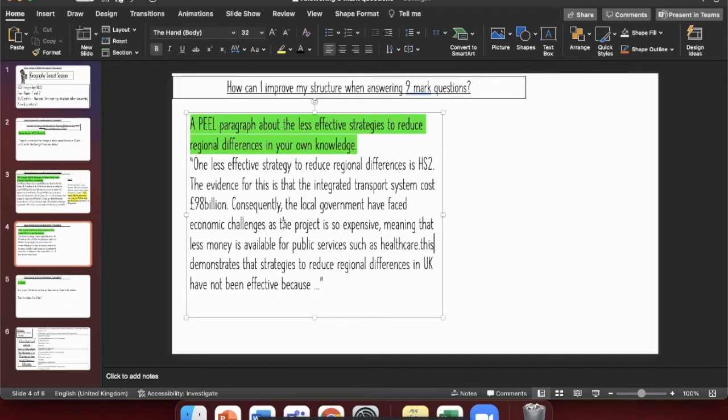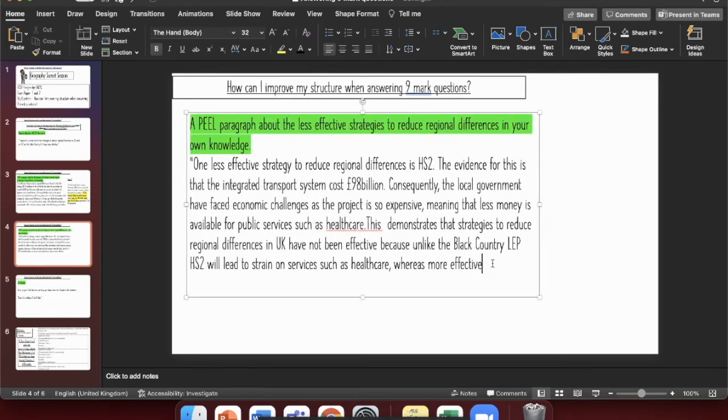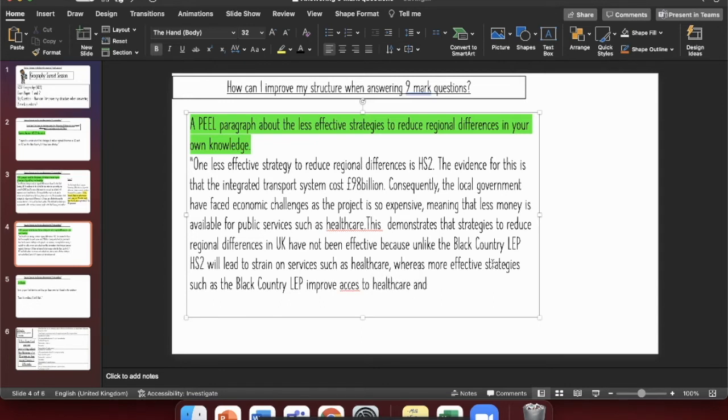And I could say this demonstrates that strategies to reduce regional differences in the UK have not been effective because, unlike the Black Country LEP, HS2 will lead to strain on services such as healthcare, whereas more effective, so what I'm doing here is starting to compare the two strategies, whereas more effective strategies such as the Black Country LEP improve access to healthcare and life expectancy, because the people are going to be healthier as a result of the better access to healthcare.